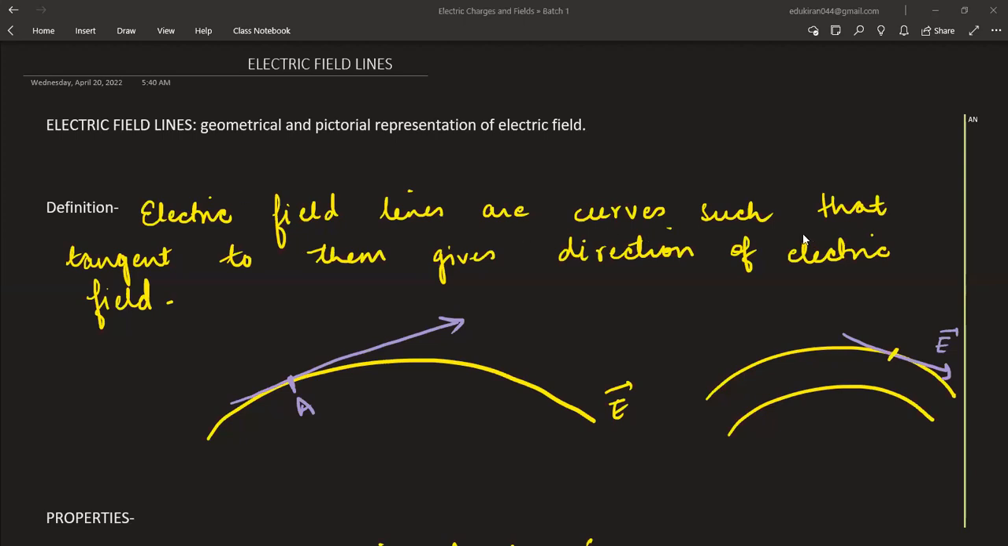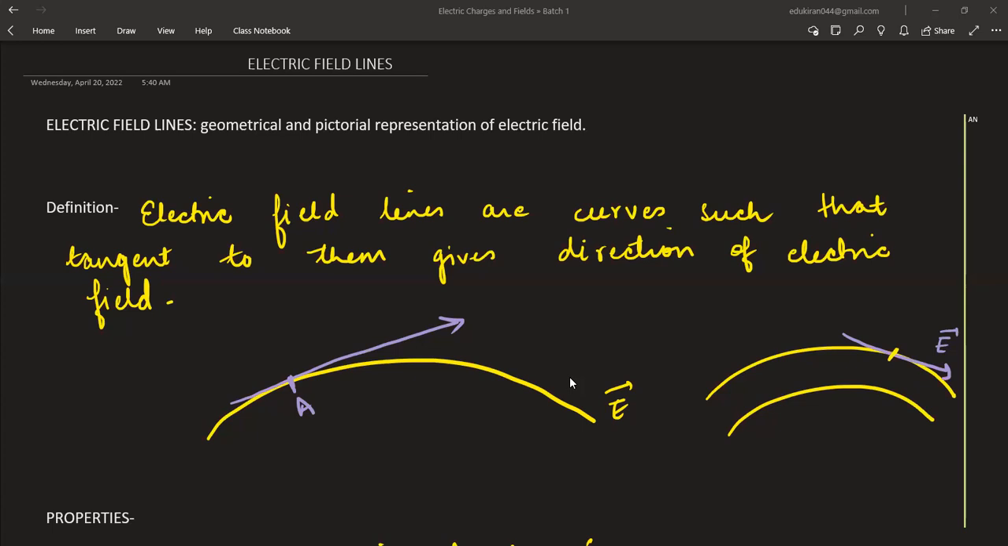So electric field lines are curves such that a tangent to them gives the direction of electric field. These curves are representing the electric field lines. A tangential line on this gives us the direction of electric field. Because after you have electric field lines, you ultimately have to understand and relate it with electric field.